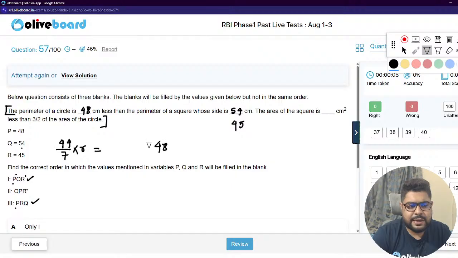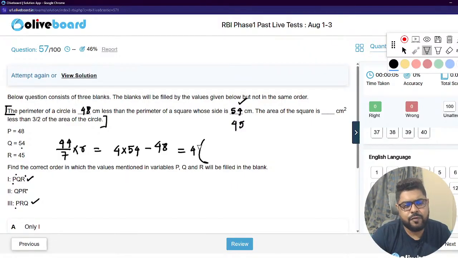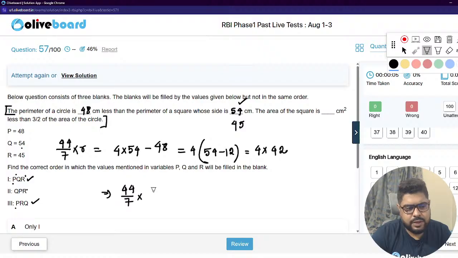It is 48 less than what? Than the square. The perimeter of the square, if I take the 1, that means P into Q, that is 54. The side is 54. Now, if I take 4 common, 54 minus 12 is 42, so 4 into 42. So this cannot happen actually. I don't think this is correct. 44 into this, that is equal to 4 into 42.